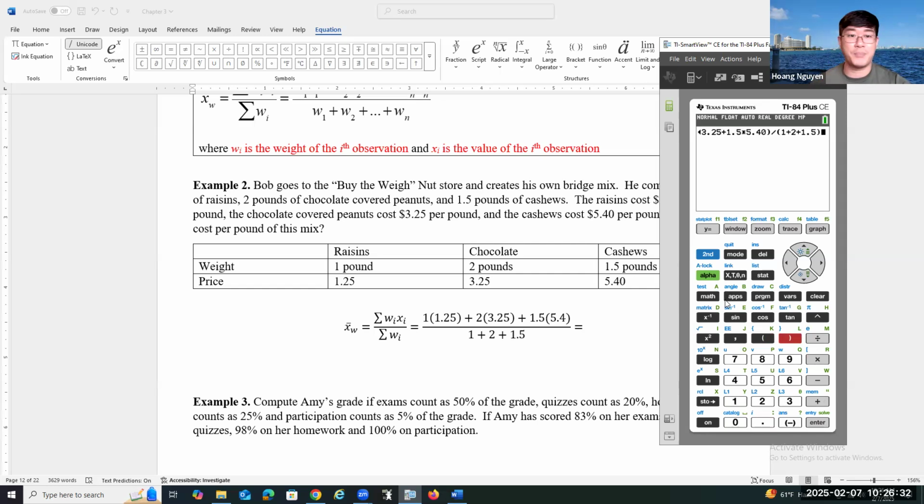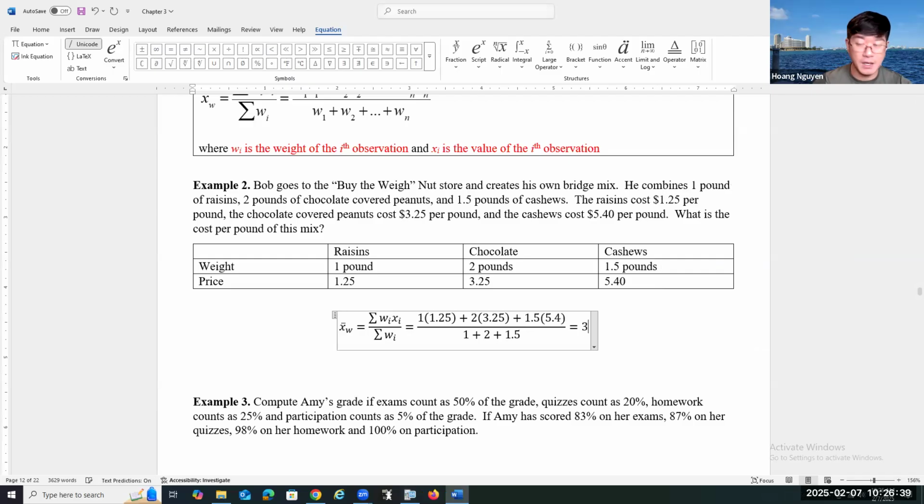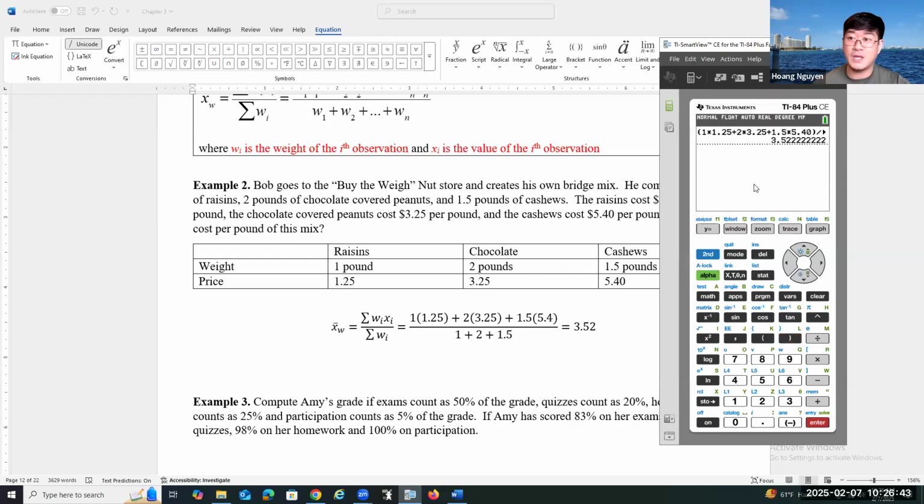Let's see what the price per pound is going to be. Okay, so it's going to be about 3.52. So the price is about $3.52 per pound.